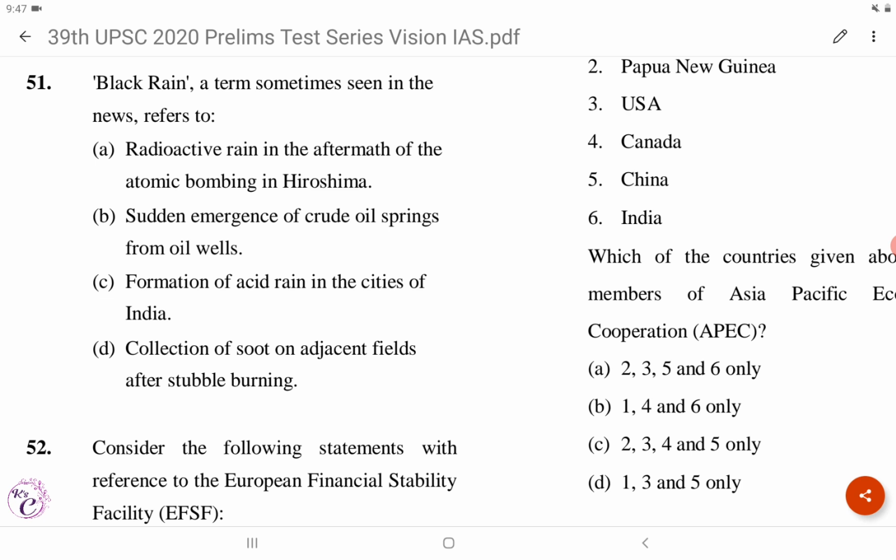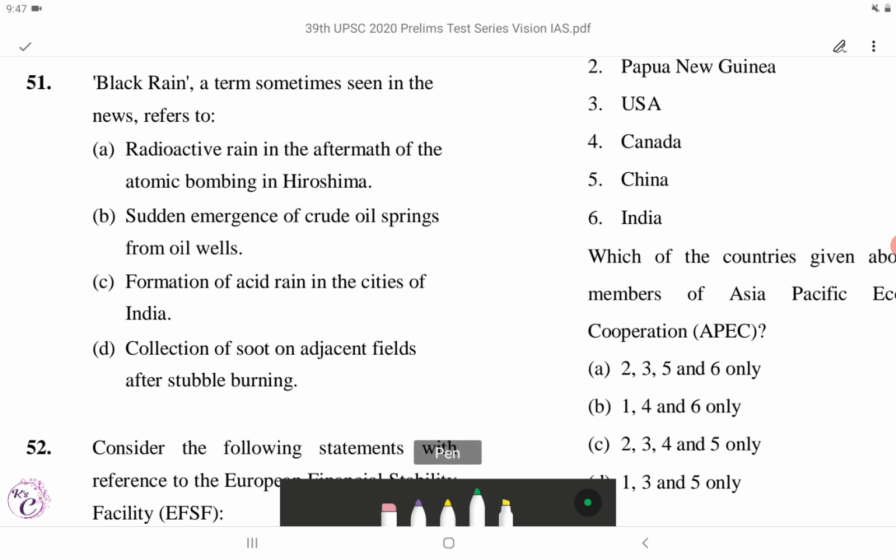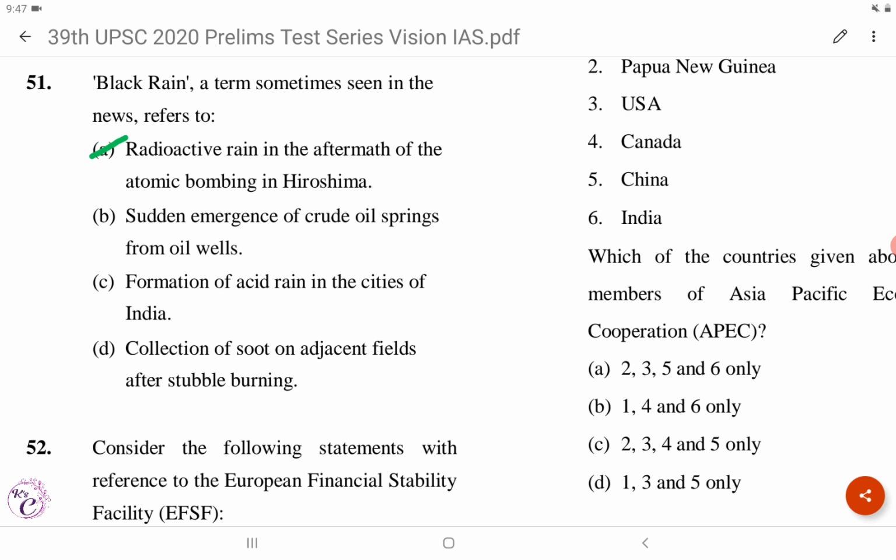So the correct answer is A. That is radioactive rain in the aftermath of the atomic bombing in Hiroshima. Recently, around the 75th anniversary of Hiroshima being struck by the first atomic bomb to be used in war, a district court in Japan recognized survivors of the post-explosion black rain who were outside a government-defined zone at the time of the event as atomic bomb survivors.